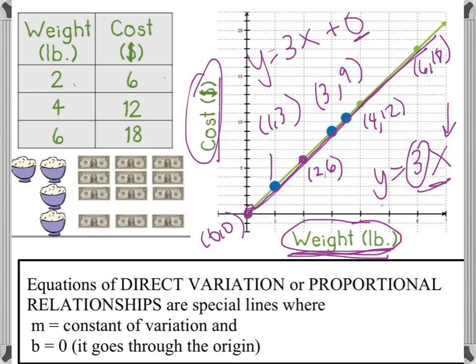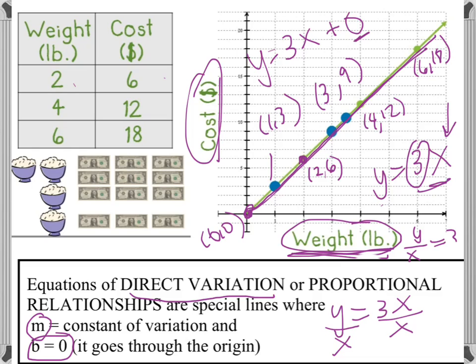So equations of direct variation have these two things in common. They go through the origin, and m is called the constant of variation. Okay, so m is what you get if you try to find the ratio of y to x. If you took this equation right here, y = 3x, and you solved it for the constant, so if you try to get 3 by itself, you could divide each side by x. You'd have y over x is equal to 3.